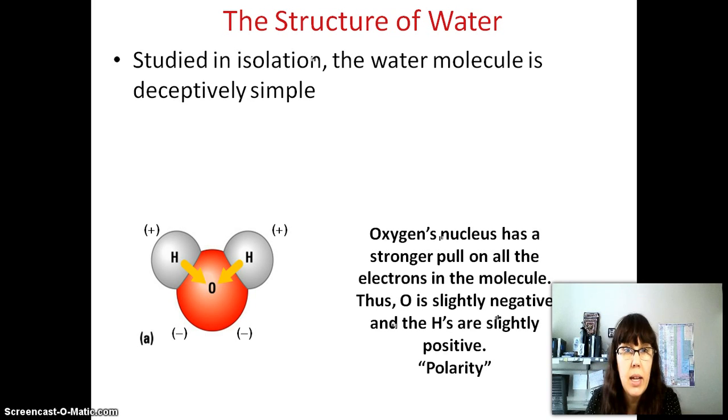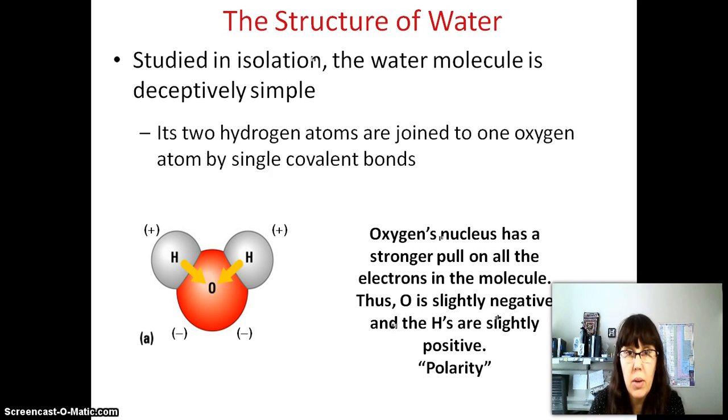So let's have a look at the structure of water. Well, it looks really simple. You have an oxygen atom bonded to two hydrogen atoms. Now, they're bonded with covalent bonds. However, the oxygen's nucleus has a much higher mass because it's got more protons and neutrons, and so it has a stronger pull on the electrons in the molecule. So towards the oxygen side of the molecule, it's slightly negative because it's pulling more of the electrons towards it, whereas the hydrogen side is slightly positive. This is referred to as polarity, and water is considered a polar molecule.